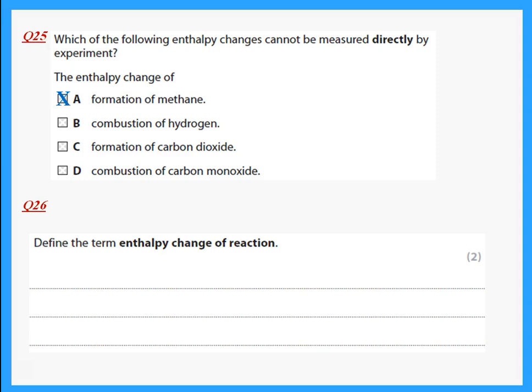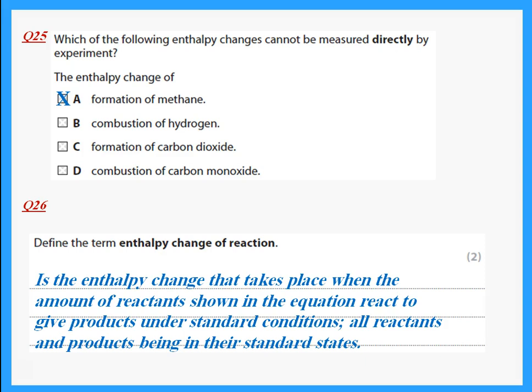Okay, the next question is a straightforward question that says, define the term enthalpy change of reaction. Again, how do we define enthalpy change of reaction? We said it is the enthalpy change that takes place when the amount of reactants shown in the equation react to give products under standard conditions, reactants and products being in their standard state.